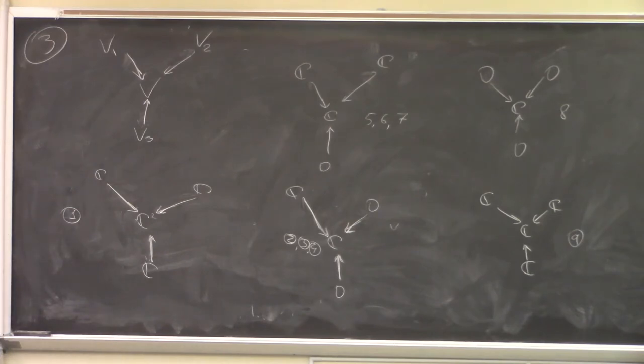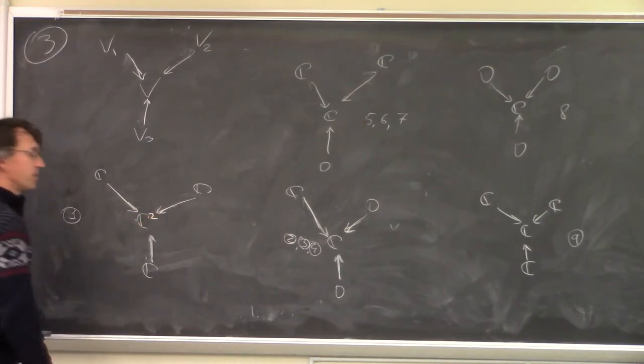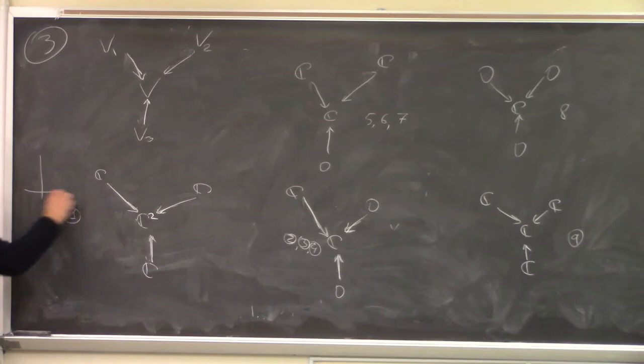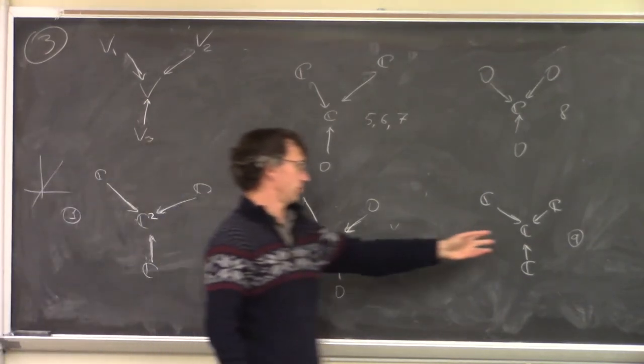Yes? Why is the first one different from the ninth one? Because that's C2. That's two-dimensional space. And the picture where it was like this: any two of them generated, but all three of them become linearly dependent here. So that's really different from this.